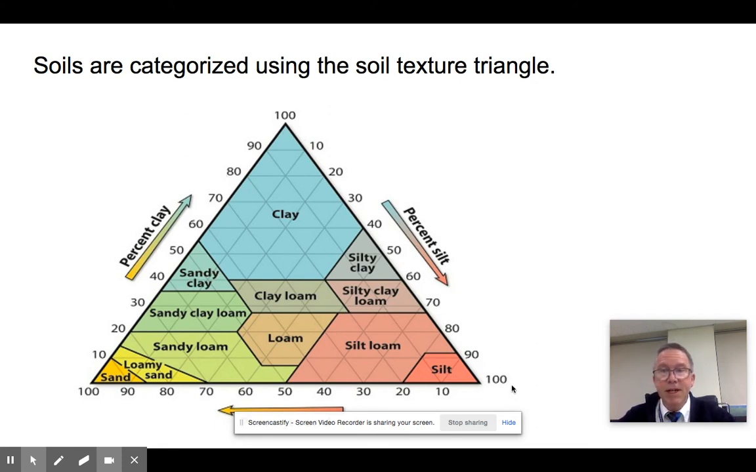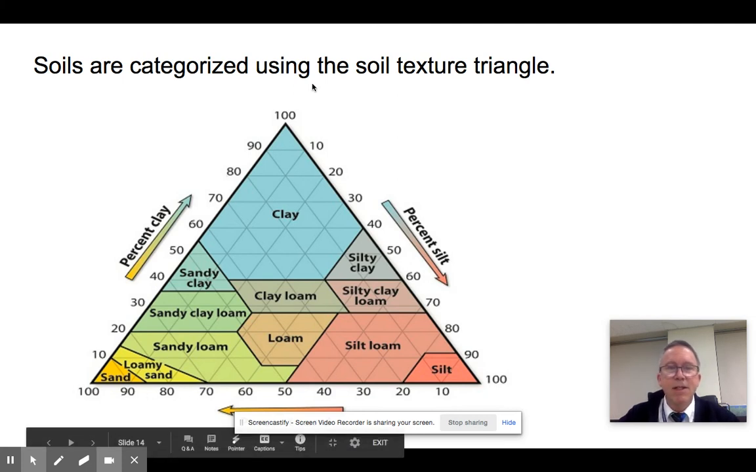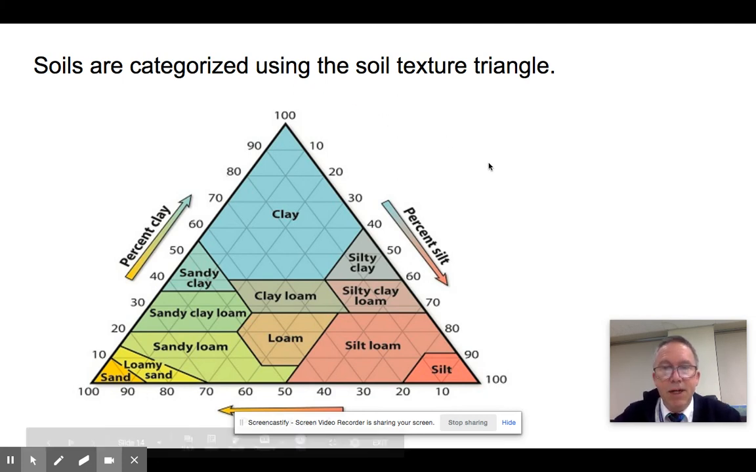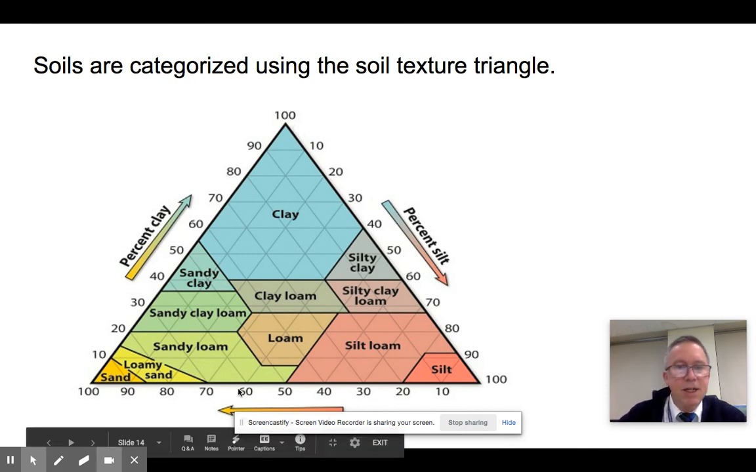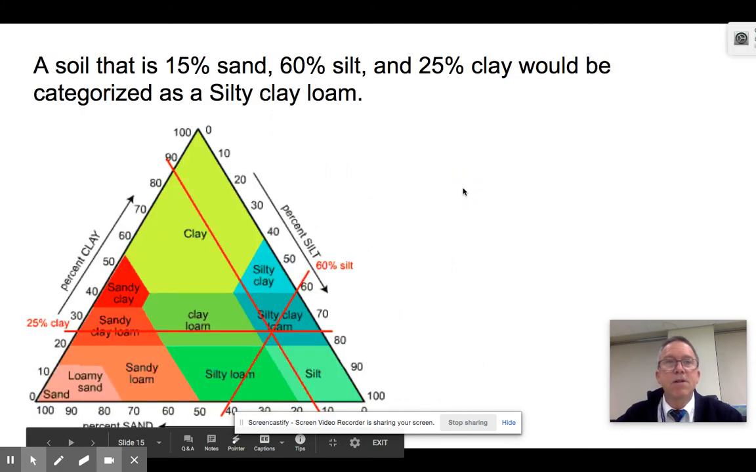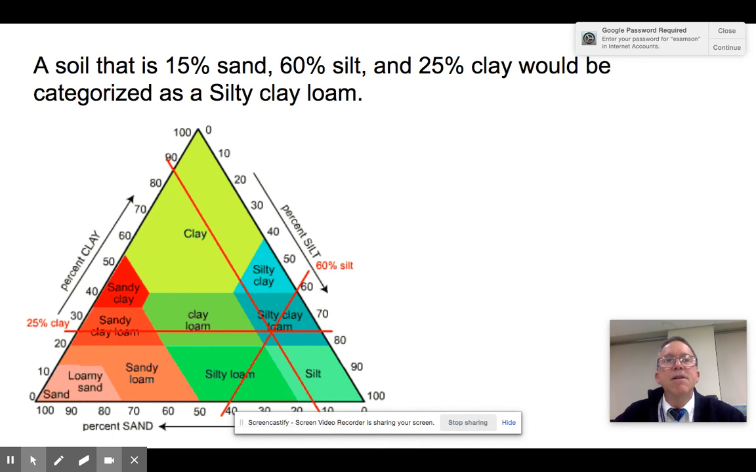So we have three different scales laid out as an equilateral triangle, always going from 0 to 100 of silt on this side, sand on this side, clay on this side. Let's see how this works. Here I have a soil that's 15% sand, 60% silt, and 25% clay, and we want to know how we categorize it.